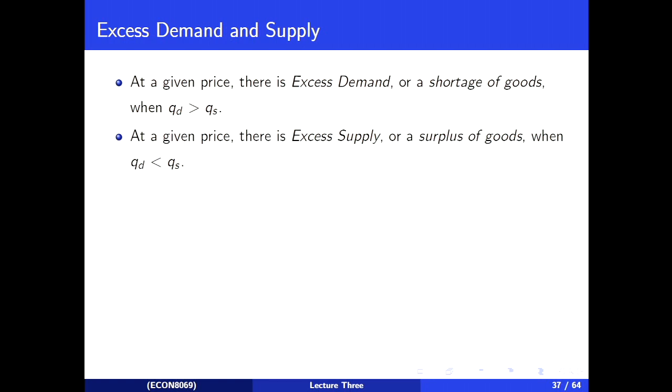So we can have a graph. Let's use numbers. 6, 2. We can have supply and demand on the same graph. Okay, and so we can talk about what happens at different prices.